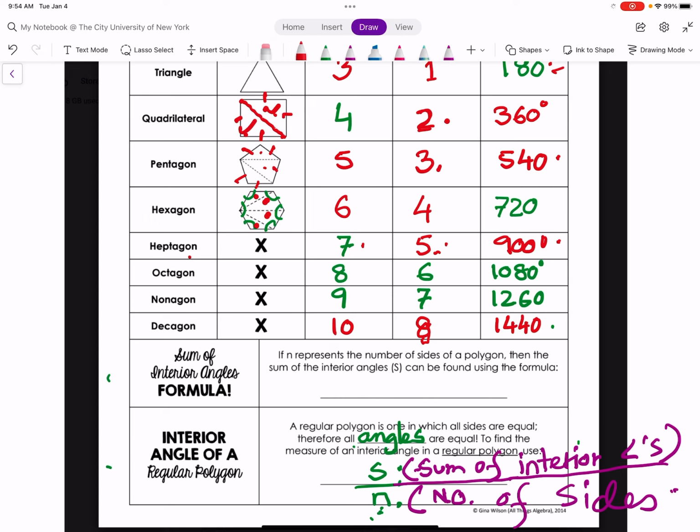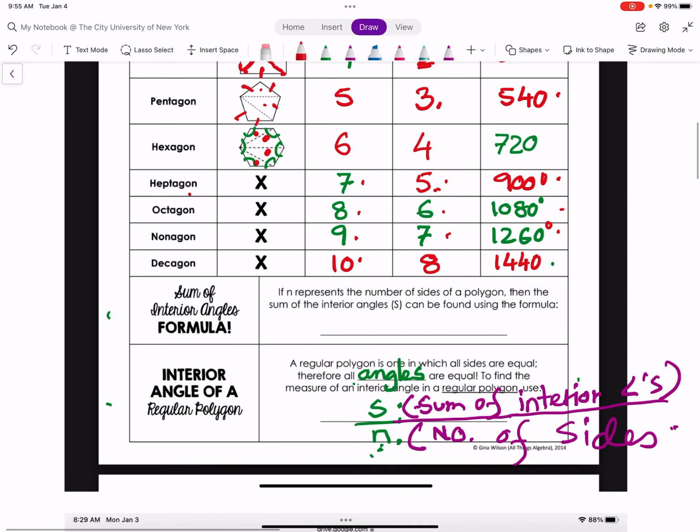For an octagon, there are eight sides, six triangles can be drawn, and the value of all interior angles will be 1080. A nonagon has nine sides and seven triangles can be drawn, and 1260 degrees will be the total sum of the interior angles. Deca means 10, so 10 sides and 8 triangles can be drawn. Let me write it a little nicely. And you can get 1440.